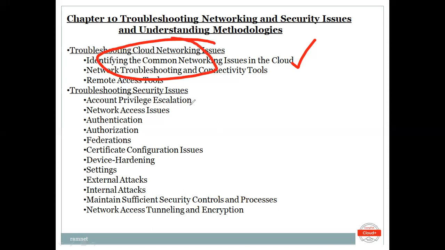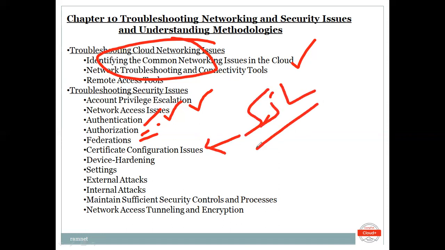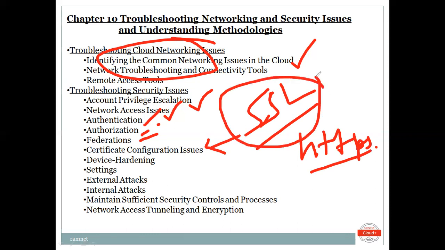Then the security issues: account privilege escalations, network access issues, authentication, authorization, federation, and certificate configuration issues. This always comes with SSL certificates. Normally, web servers are not properly maintained with SSL, because whenever an SSL certificate expires we need to upgrade it, otherwise HTTPS cannot run. This is a very common problem across multiple services, because a client will be running around 300 to 400 servers, so all certificates need to be properly upgraded.